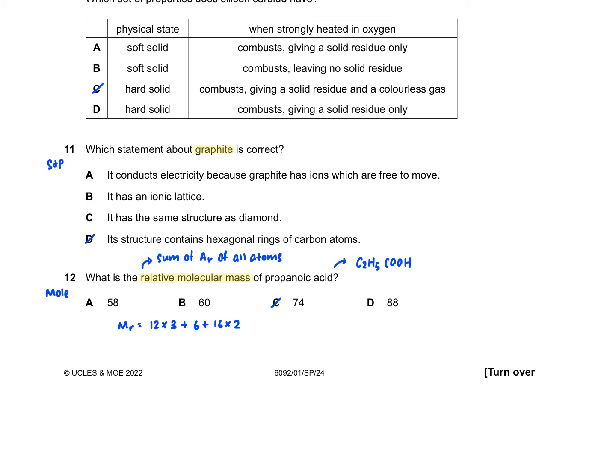For question 12, we were asked to calculate the relative molecular mass for propanoic acid. So again, two concepts to recall. Number one is relative molecular mass is the sum of atomic masses of all atoms in the molecule. Second thing is to be able to recall the molecular formula of propanoic acid. Now, for acids, it's tricky. Rather than trying to recall the general formula, I would suggest that you either draw out the structure or write out the condensed formula. In this case, you wouldn't accidentally add one more carbon to the formula. So the molecular formula or the chemical formula for propanoic acid will be C2H5COOH, and then you just need to sum up the atomic masses to get the molecular mass.